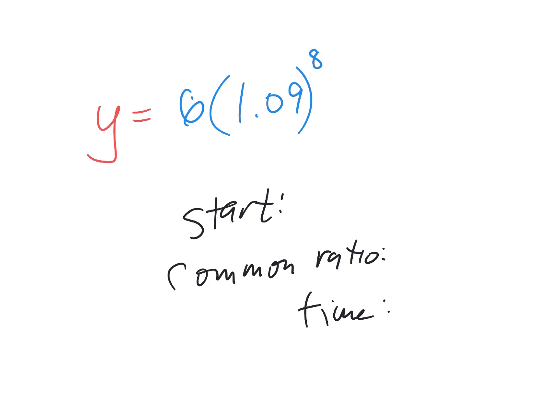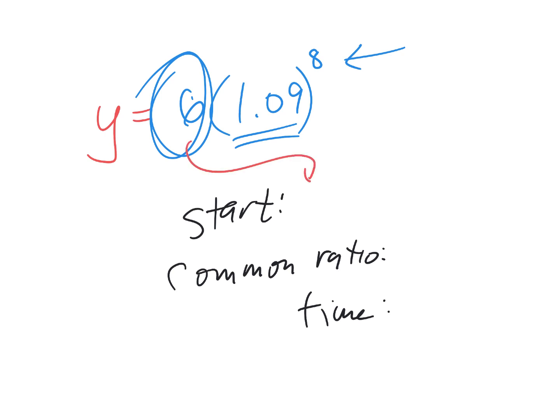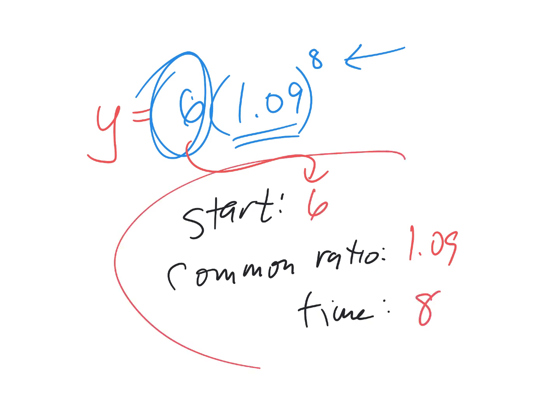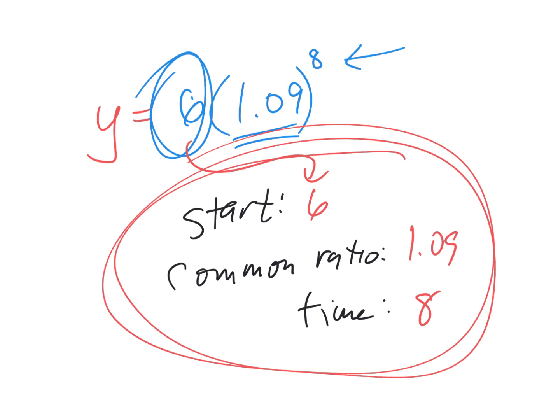But let's say that there was 6 brontosaurus left, and they were kind of having a good year. There's only 6 of them left, but they grew by 9% for 8 years until finally they all died off. Okay, but there was growth for a little while. Then the start would have been the 6. The common ratio would have been the 1.09, and the time would have been the 8. Raise your hand if you would have had those 3 right.